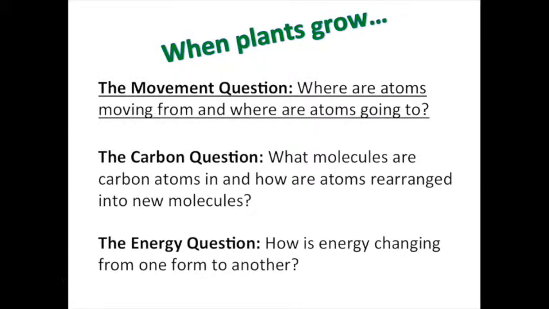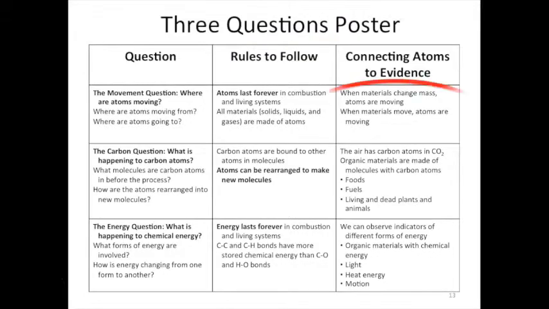Now look over to the connecting atoms to evidence column. It says when materials change mass, atoms are moving. To figure out where atoms are moving, that is, where the stuff that is contributing to the plant's mass is coming from, we'll start by measuring the change in mass of our plants and the change in mass of some of the stuff around our plants. This will help us figure out how plants grow.